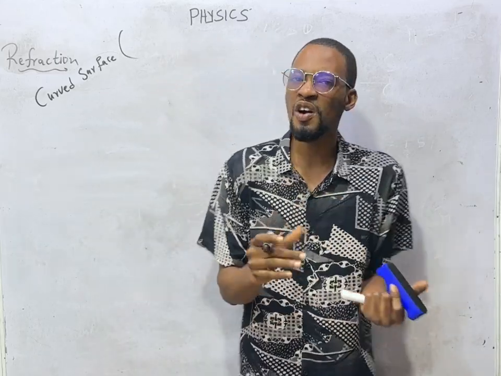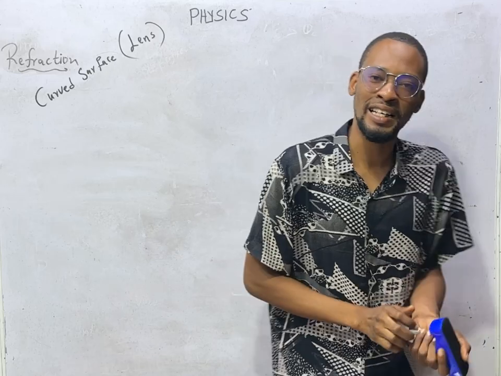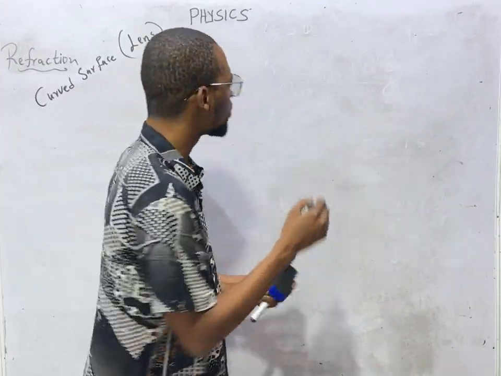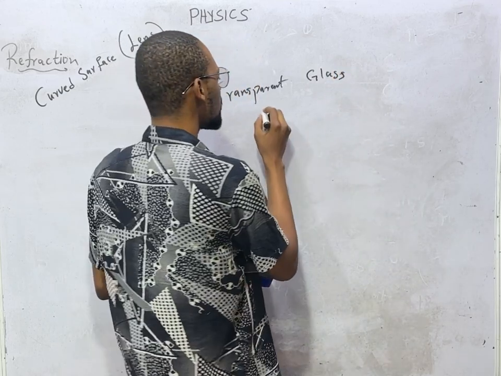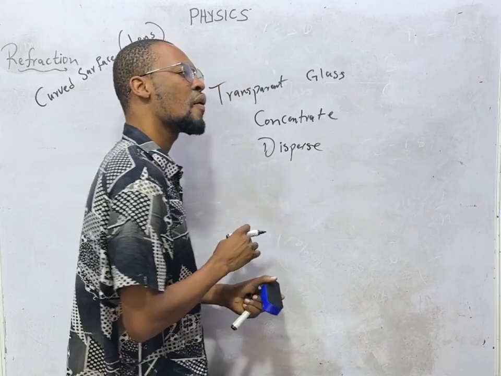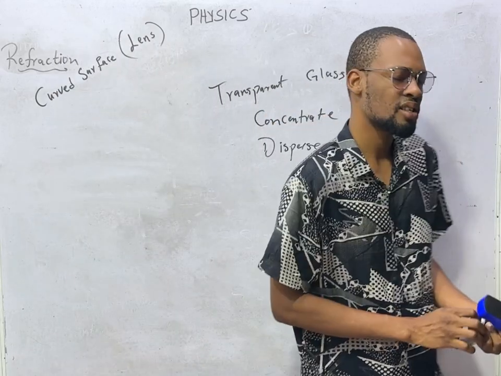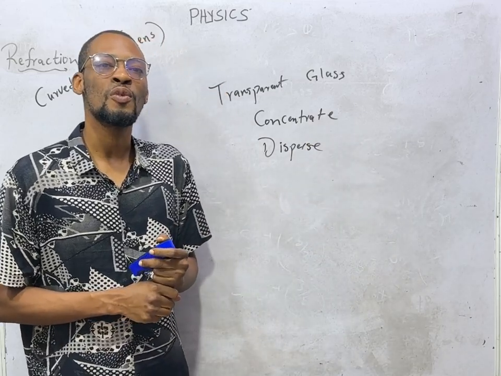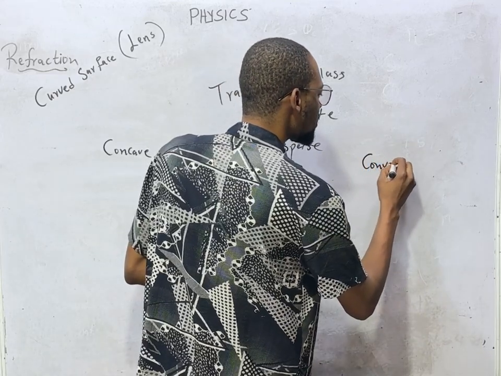When you talk about curved surfaces, you are talking about lenses. So this episode covers refraction in lenses. Lens refers to transparent glass which can concentrate or disperse light when passed through them. This gives us two types of lenses, because only one lens cannot do both of these, concentrate and disperse light. So we have two types of lenses: concave lens and convex lens.